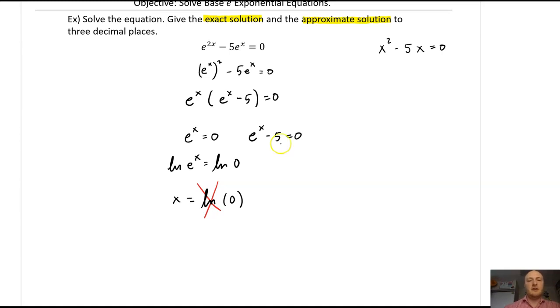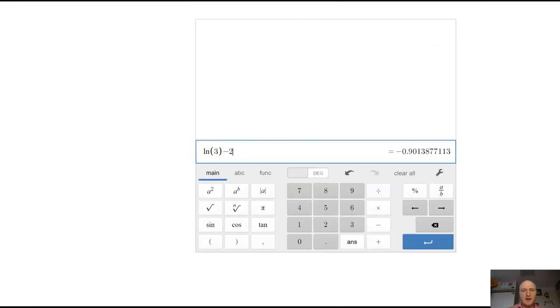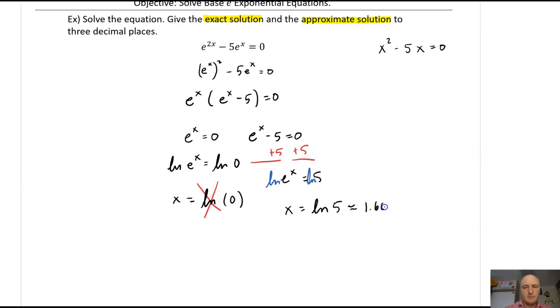And we'll solve the problem on the right-hand side. I'll add 5, so e to the x is equal to 5. I'll take the natural log of each side, and we get x is equal to natural log of 5. This time, I promise I won't skip out on that. Natural log of 5 is approximately 1.609. There you go. That's solving an exponential equation with base e in a binomial structure.